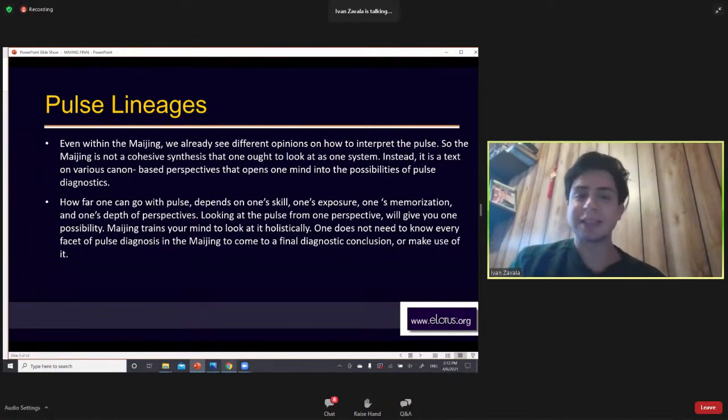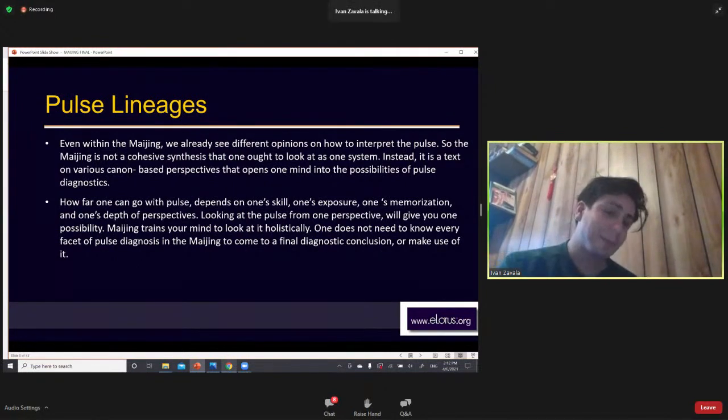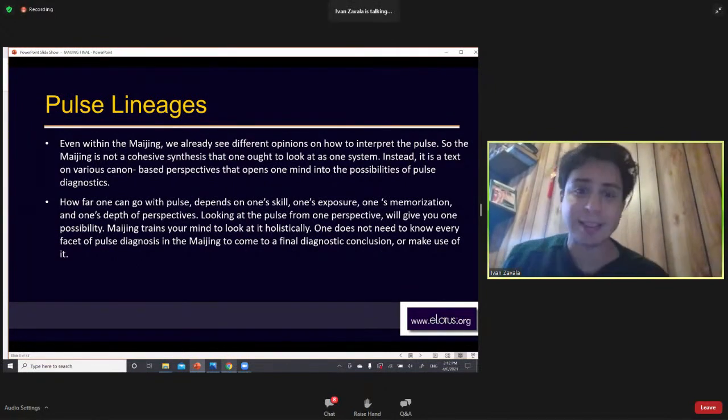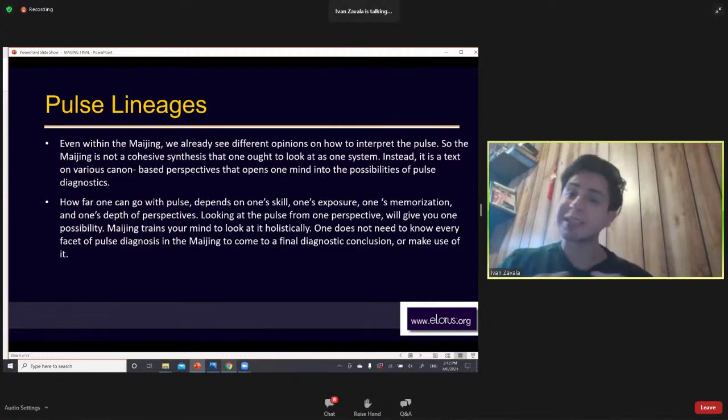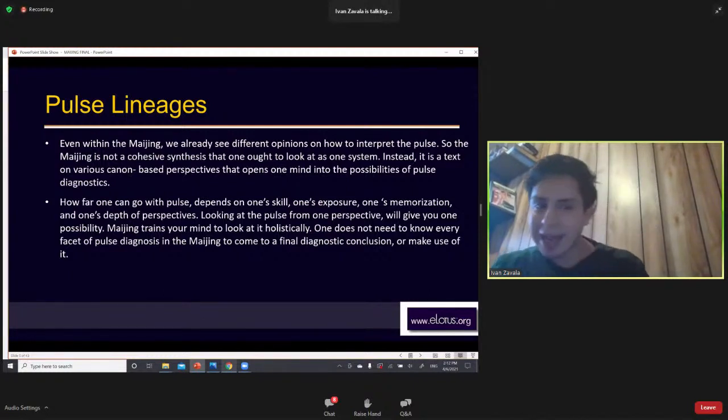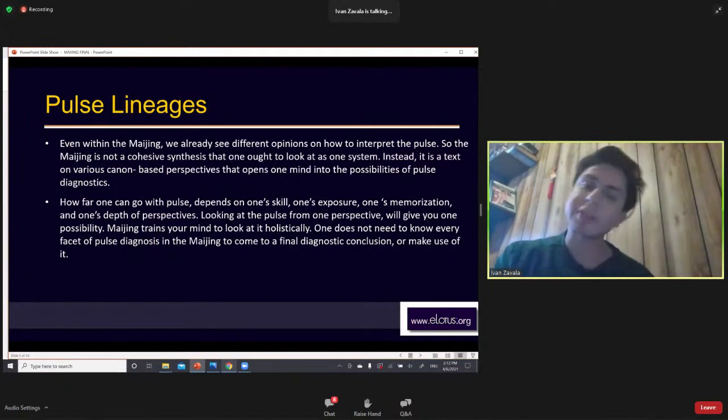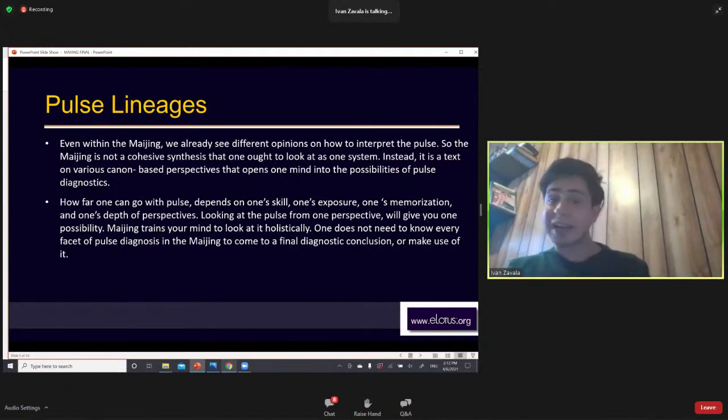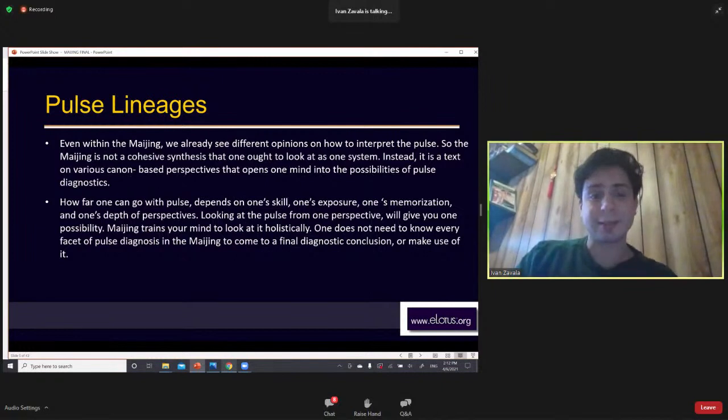Now post-lineages. As I said, even within this classical text, so within the Maijing, we already see different opinions on how to interpret the post. So the Maijing is not a cohesive synthesis that went out to look at as one system. You will be incorrect if you think the Maijing is one system. Instead, it is a text on various canon-based perspectives that open one's mind into the possibilities of post-diagnostics.